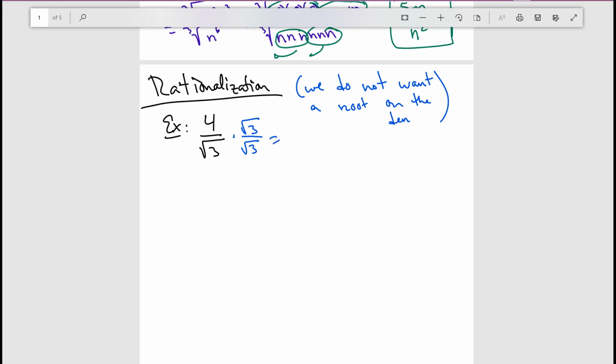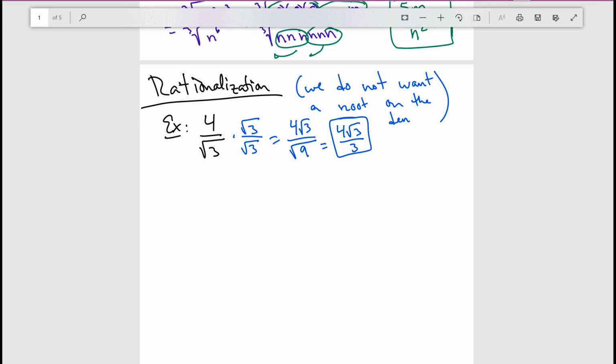And notice I'm just basically multiplying by 1, because square root of 3 divided by square root of 3 is just 1. I'm not really doing anything. Okay, so now on the top I'm going to have 4 square root of 3, divided by square root of 3 times square root of 3, which is square root of 9. And I know what the square root of 9 is. That's going to be 4 square root of 3 divided by 3. And now what I did is I got rid of the root in the denominator. Okay, that's the whole process of rationalization.